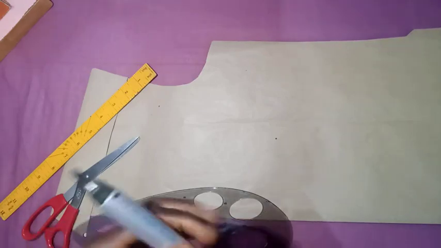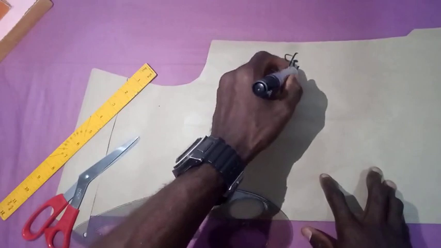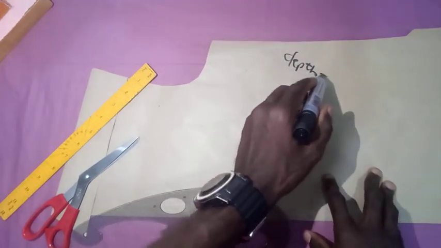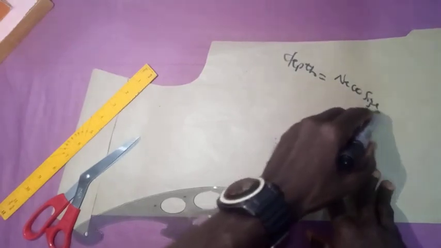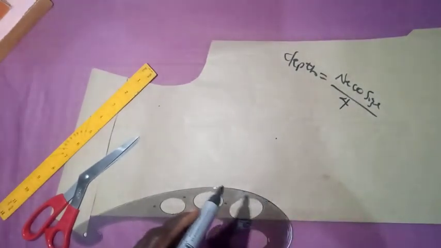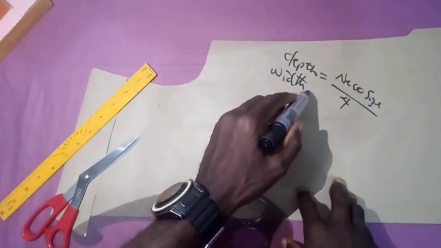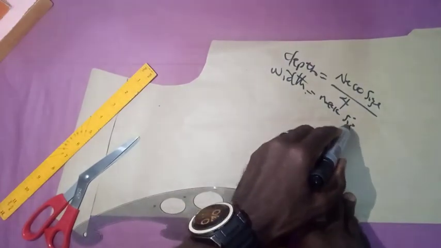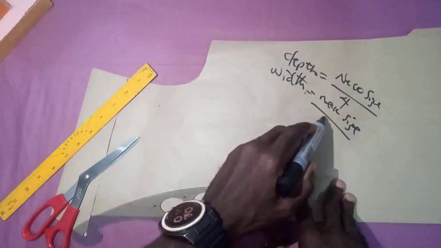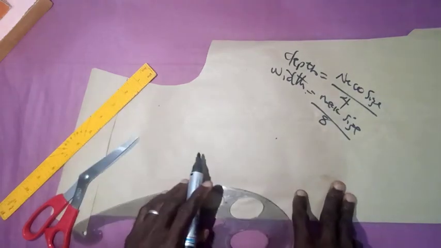And the formula says for depth of neck is equal to neck size divided by 4. And for the width of the neck is equal to neck size divided by 8. This is as simple as that.